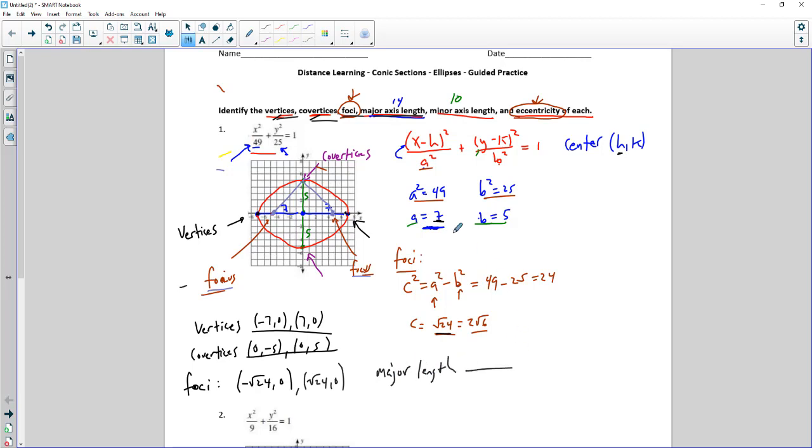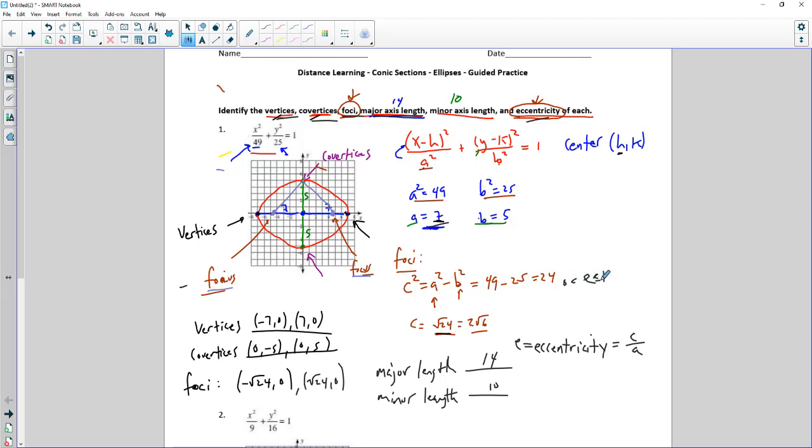So the major length is going to be 2 times a, which is 2 times 7. So we're going to call that 14. And the minor is 2 times 5. So we'll call that 10. And then the last thing we'll talk about is the eccentricity. That's a ratio that basically tells you how close the ellipse is to being a circle. And eccentricity is going to be equal to c over a. We'll call this value e, the eccentricity. So e is always in between 0 and 1.